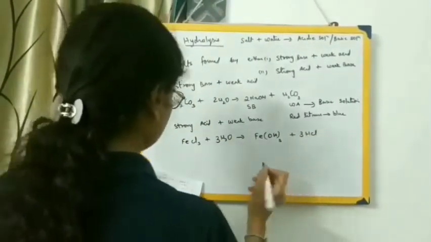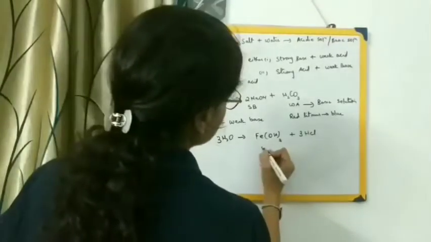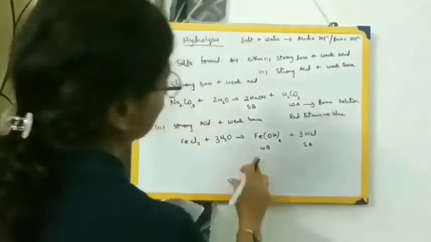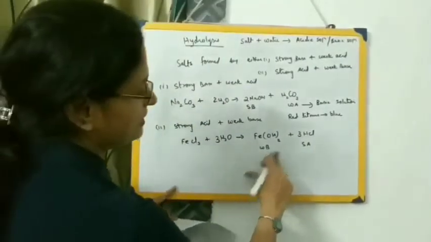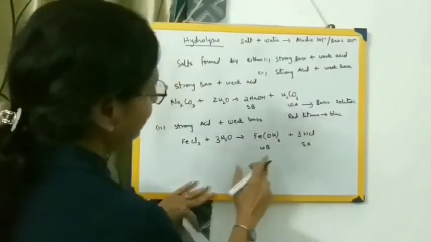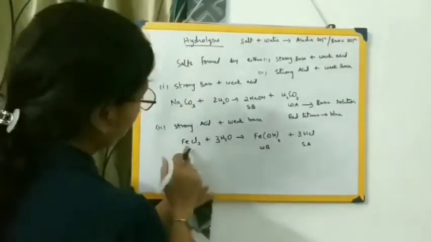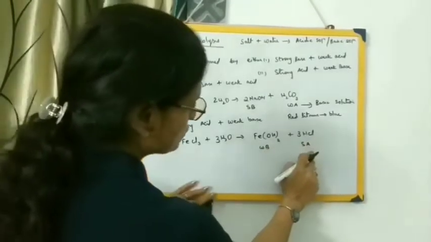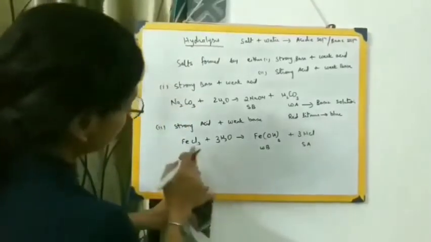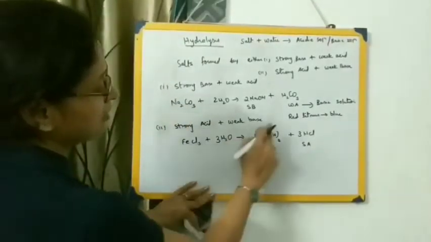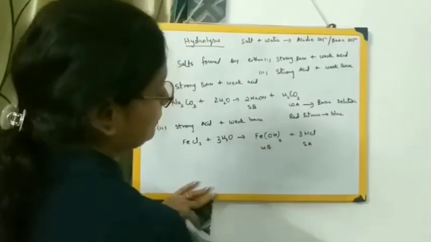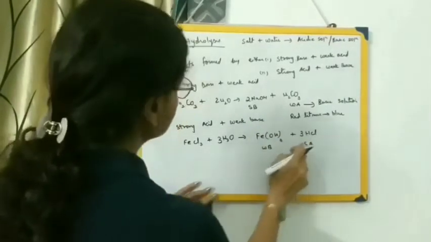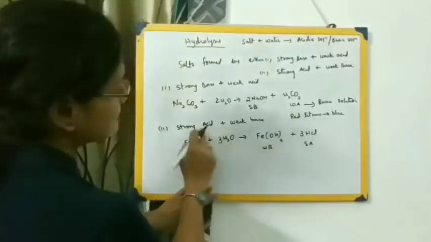Now this is what? A weak base and this is a strong acid. Look here, ferric hydroxide is a weak base, this is a strong acid. And this ferric chloride which has been formed has been obtained by reaction between ferric hydroxide and hydrochloric acid. So we are coming to what? Strong acid and a weak base.